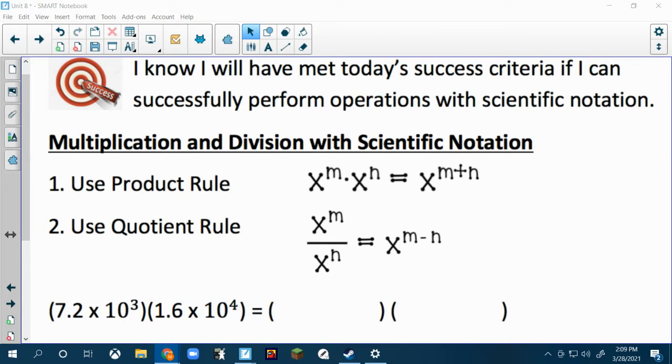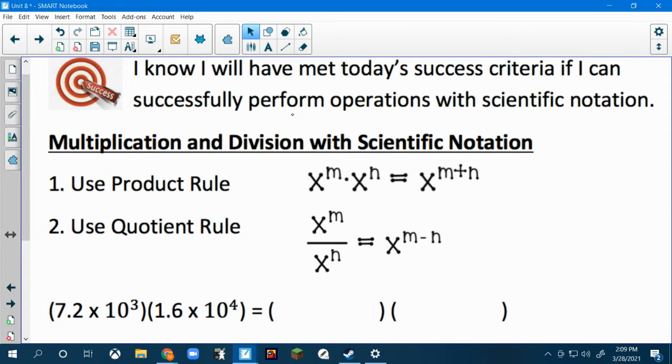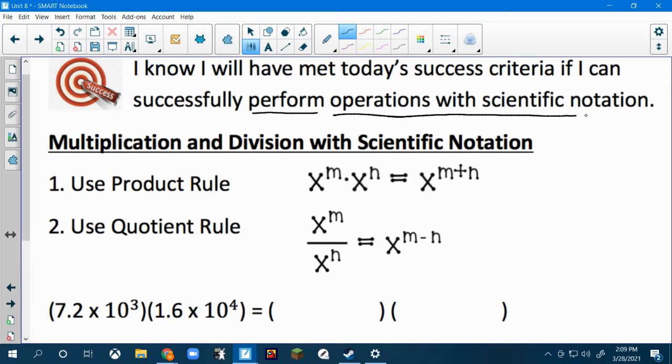Welcome back to part 2 of scientific notation, day 2. Today, in this part of the video, we are going to look at performing operations with scientific notation. That means we're going to multiply and divide.